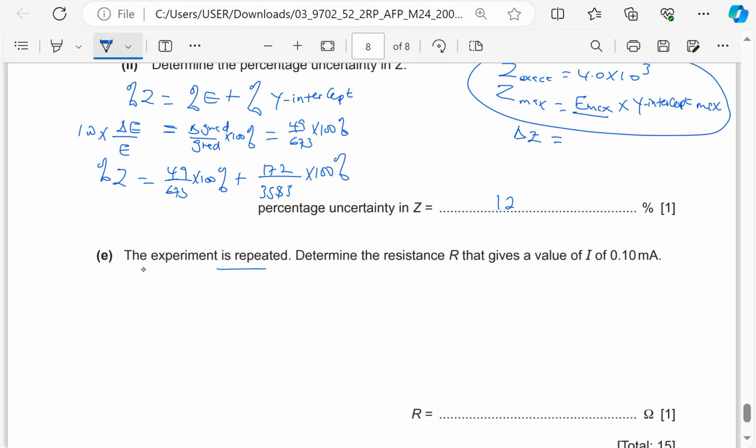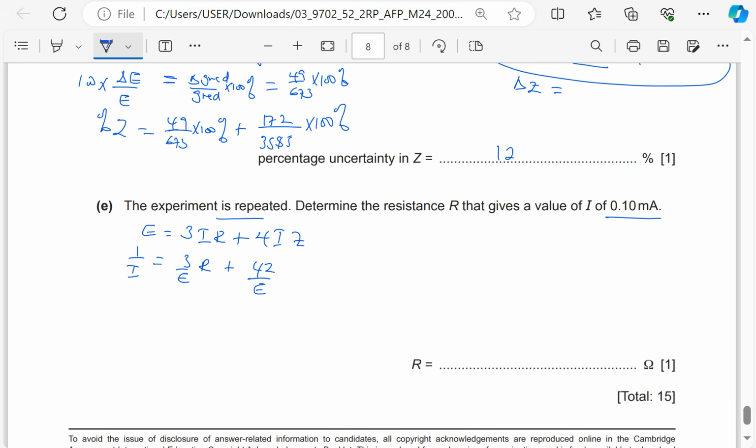The experiment is repeated. Determine the resistance R that gives a value of I of 0.10 milliamperes. So I'm using E equals 3IR plus 4IZ. We got that 1 over I was equal to 3 over E times R plus 4Z over E. Remember, this was the gradient, and the other one was the y-intercept. So 1 over I is equal to the gradient times R plus the y-intercept.